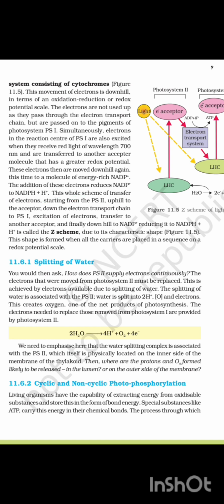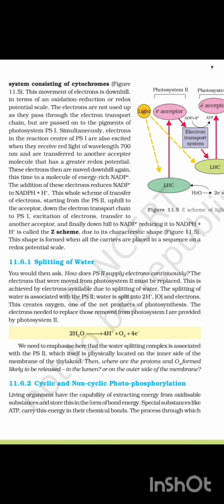This whole scheme of transfer of electrons, starting from PS II, uphill to the acceptor, down the electron transport chain to PS I, excitation of electrons, transfer to another acceptor, and finally downhill to NADP, reducing it to NADPH plus H positive, is called the Z scheme due to its characteristic shape. Figure 11.5. This shape is formed when all the carriers are placed in a sequence on the redox potential scale.